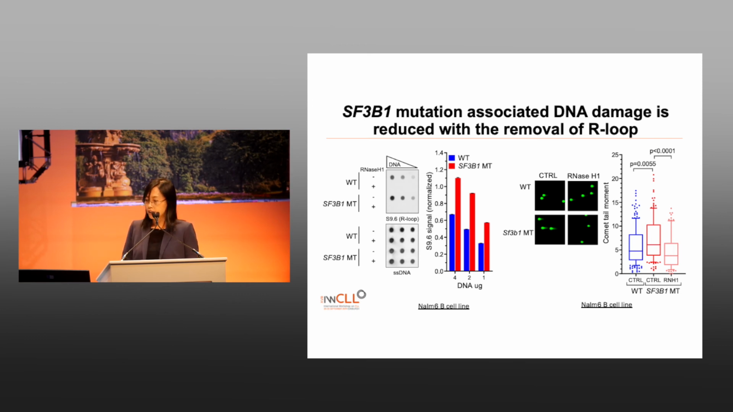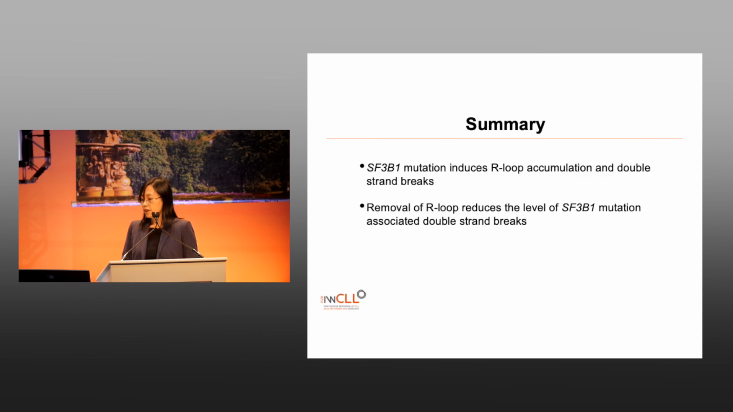So our next question is, if we remove R-loops, whether we can reduce the DNA damage. Using the cell line, we overexpress either control vector or RNase H1, and then we measure the DNA damage using the comet assay. Clearly we see that overexpression of RNase H1 removed R-loops and then reduced the DNA damage. So in conclusion, we show that SF3B1 mutation induced R-loop accumulation and double-strand breaks. Removal of R-loops reduced the level of SF3B1 mutation-associated double-strand breaks.